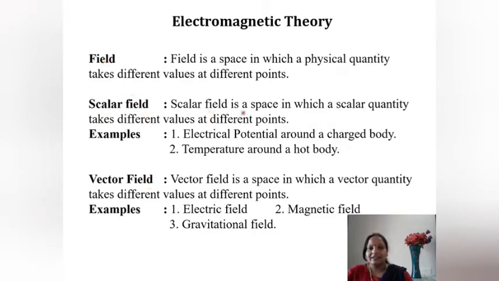Scalar field is the space in which the physical quantity, that is scalar quantity, takes different values at different points. Examples for scalar field are electrical potential around a charged body, temperature around a hot body. Vector field is the space in which a vector quantity takes different values at different points. Examples for vector field are electric field, magnetic field, gravitational field, etc.